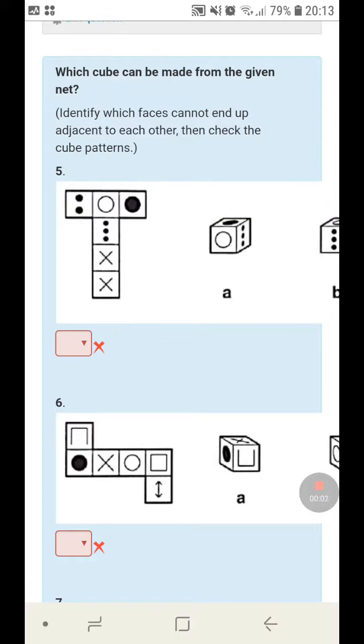Hello everyone. Today, this is the second video for the non-verbal reasoning questions. We'll look at the nets and cubes today. Now, question: which cube can be made from the given net?